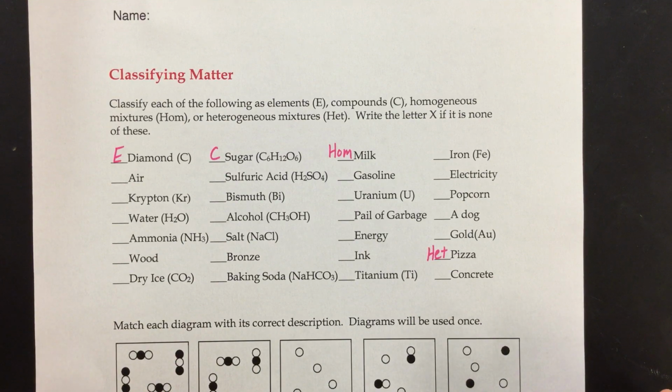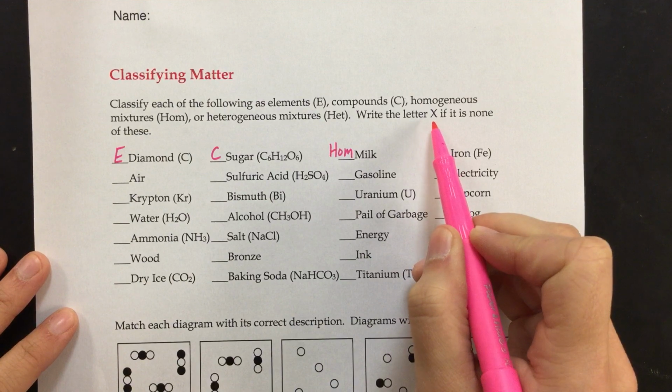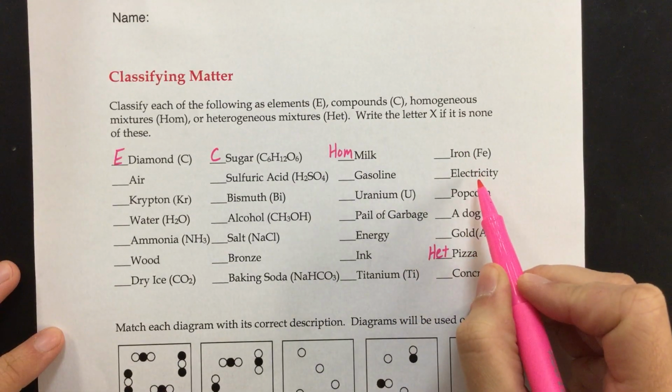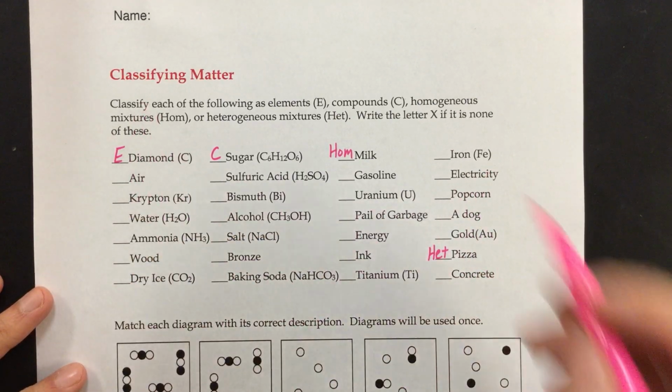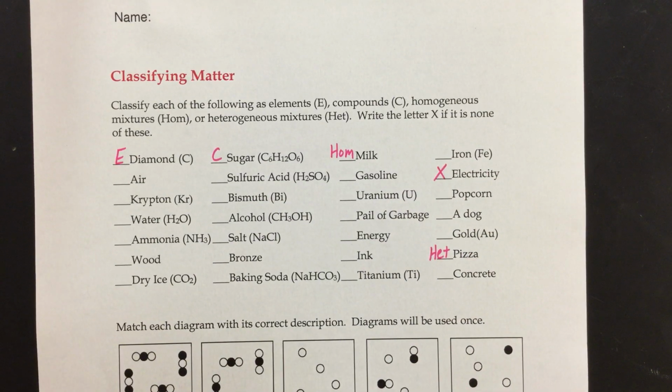And then a couple others that are weird are the ones that won't fit into any category. So if it's not any of them, you'll just put an X. So an example of this is electricity. Electricity is not matter, and this is classifying matter. So this is a case where you would put an X. Okay, so that's the top part.